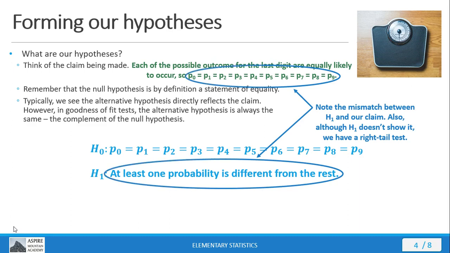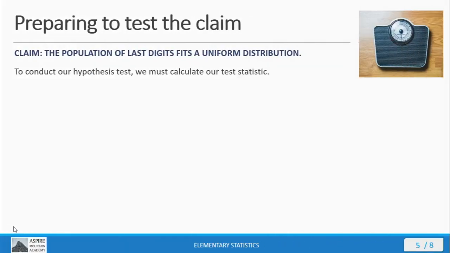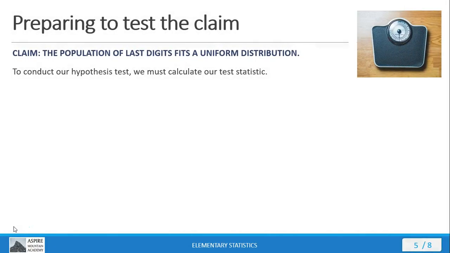Note that we've got a mismatch here, but that's okay. By definition, goodness of fit testing is a one-tailed test on the right. Our claim is that the population of last digits fits a uniform distribution. So to carry out our hypothesis test, we first have to calculate our test statistic.